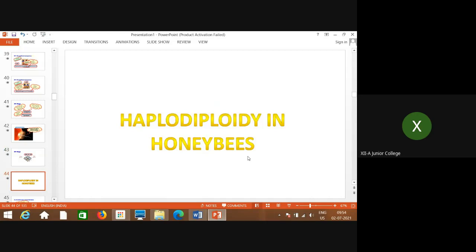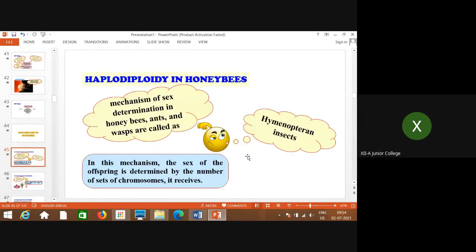Now one more type of category is there, that is called haplodiploidy, and that is observed in honeybees. What does it mean? Try to understand. The mechanism of sex determination in honeybees, ants and wasps, which are hymenopteran insects. That means the sex of the offspring is determined by the number of sets of chromosomes it receives. According to how many sets of chromosomes it receives, the sex of the offspring is determined.